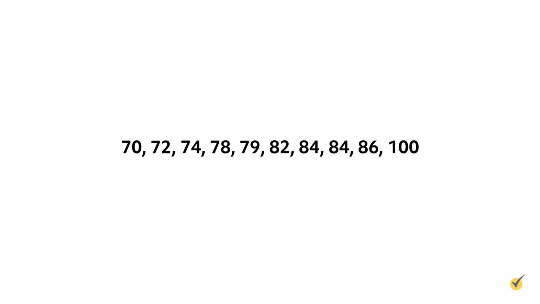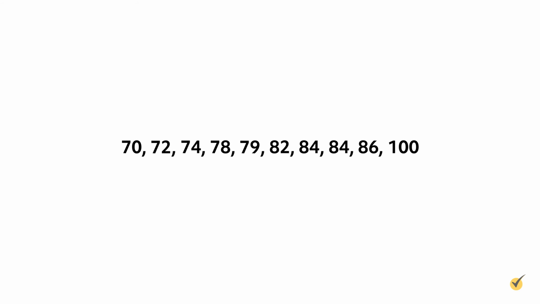From here, identify the lower quartile and upper quartile. Let's start with the lower quartile. To identify this number, examine the data values to the left of the median, which is 80.5. These numbers are 70, 72, 74, 78, and 79. The lower quartile is the middle value of this portion of the dataset. In this case, the middle value is 74, so the lower quartile is 74.